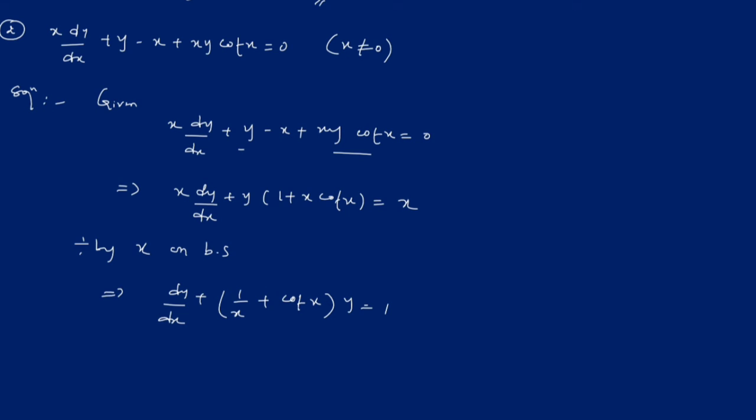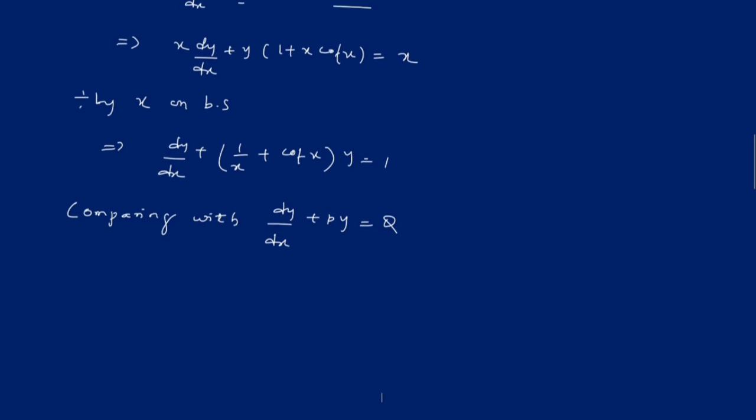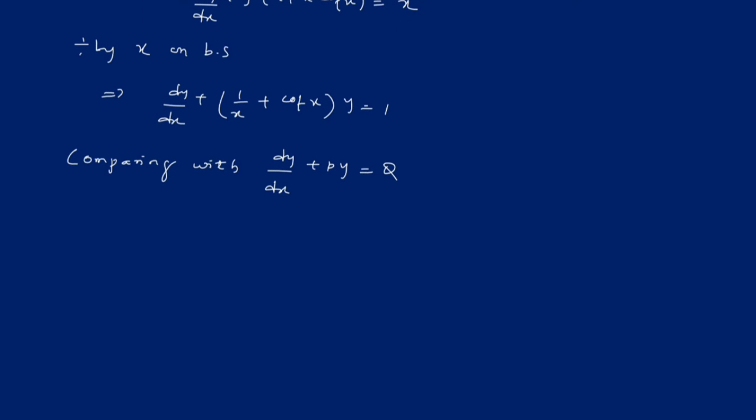So now the equation is a differential equation of the standard form. This equation is a linear differential equation form. So now comparing with dy by dx plus py equals q, here the value of p is 1 upon x plus cot x, and the value of q is 1, right?